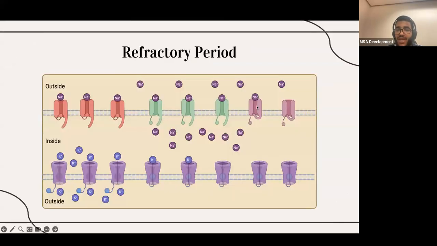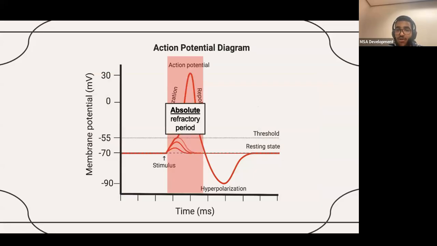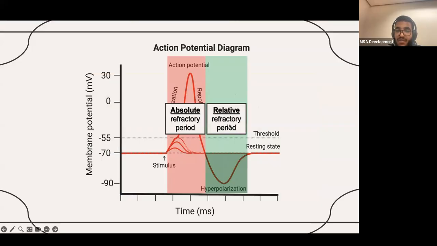And theoretically speaking, we can have an action potential, but it's more difficult because the membrane potential is way further from the threshold than when you're at resting state. From resting state, you only need to jump from minus 70 to minus 55. But in the relative refractory period, which is hyperpolarization, you need to jump from minus 90 to minus 55.